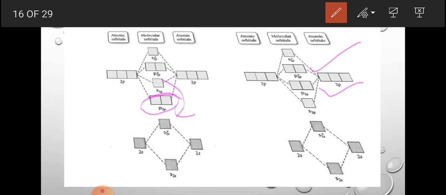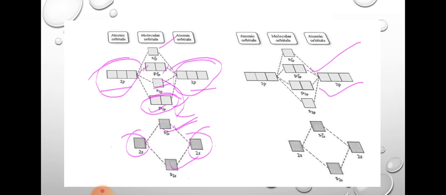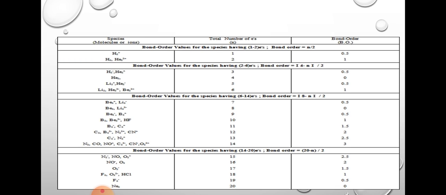Sigma 2s, sigma star 2s, 2p, 2p, 3 and 3 orbitals. So 3, 3, 6, 7, 8, that is 1, 2, 3, 4, 5, 6, 7, 8. The number of atomic and molecular orbitals will always be equal. Now let's start filling of electrons. You have seen the sequence, you have seen bond order. Now let's start with the examples.